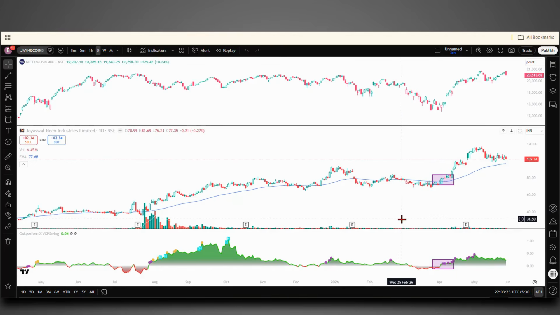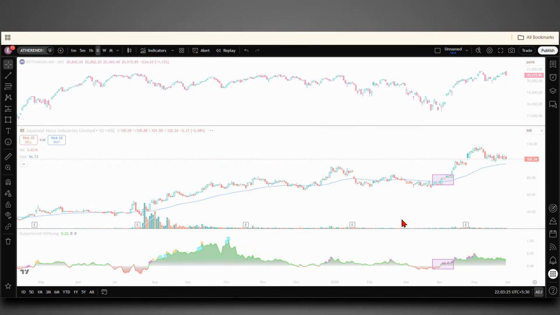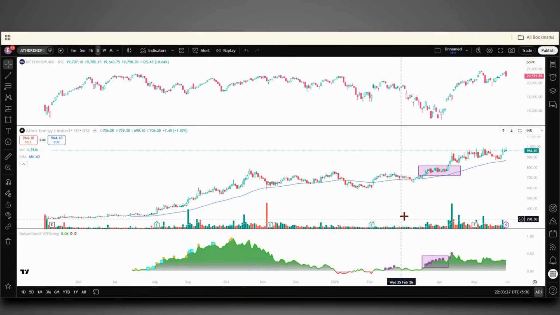Second example is Aether Energy. Here also you can see that the market was falling strongly during this time period. But during the same time, the stock was near highs and consolidating. And below, I could see during the same time multiple purple dots, which means that almost every other day the stock was outperforming more and more as compared to the index.